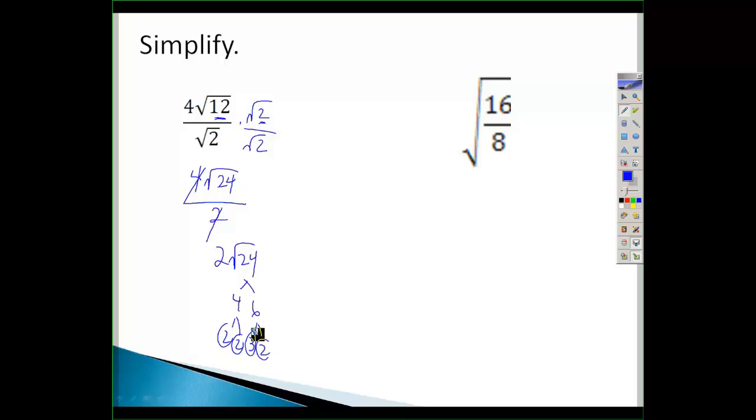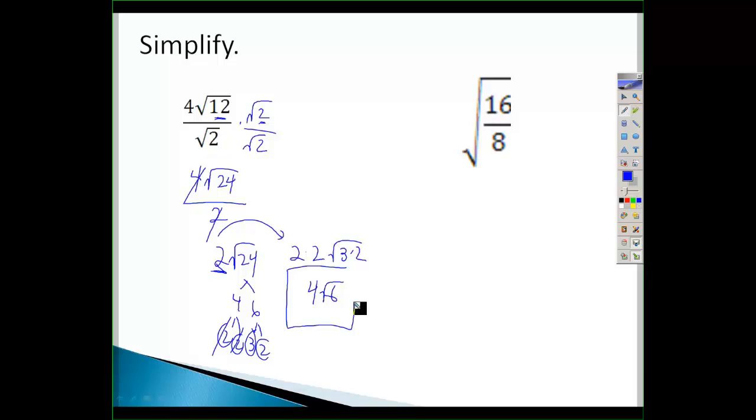Okay, got all my prime circled. I already got that 2 outside. That's where that one came from. And now I got another 2 from my canceling out. And that 3 and the 2, they don't have pairs, so they stay underneath. 4 root 6. And there's my solution. However, I'll show you a little better way to do it, a little quicker way to do it.